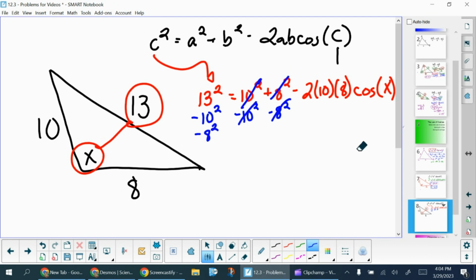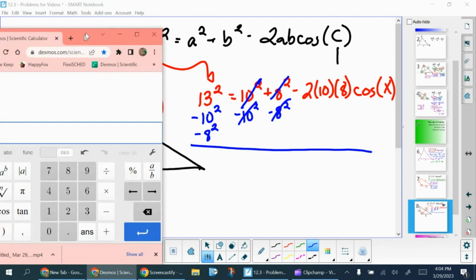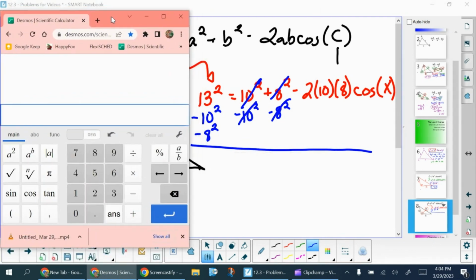That'll cancel those out. Though this one is a little different, I'm actually going to grab my scientific calculator right now because I think it's good to do this one a little bit in parts.